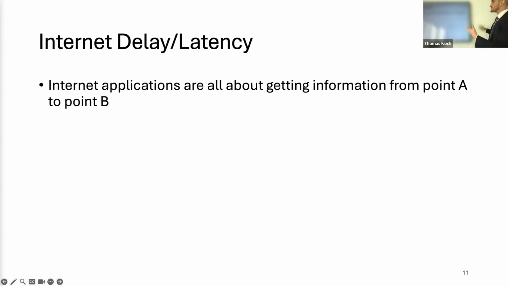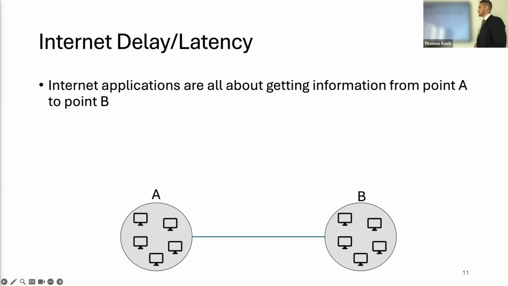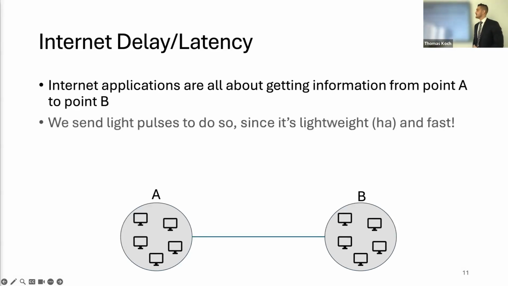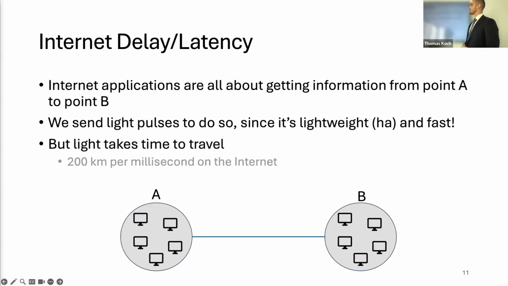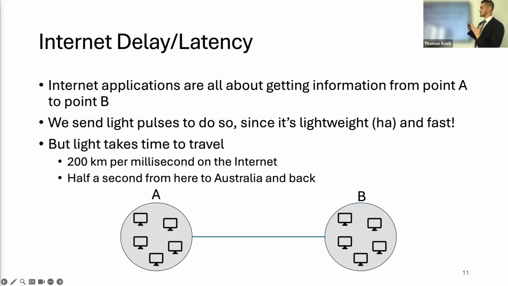Internet applications are all about getting information from point A to point B, for example, between these two networks. And on the internet, we basically send light pulses on wires to do so. Light is really fast; it moves at the speed of light. But light still takes some time to travel. It takes about 200 kilometers per millisecond on the internet. You don't really need to know that number exactly for the purposes of this talk, but that's just to put it into perspective.